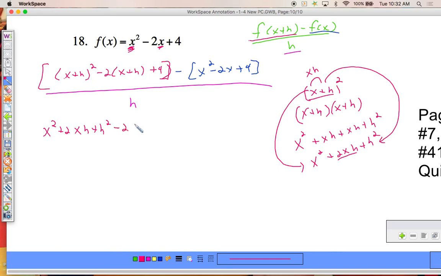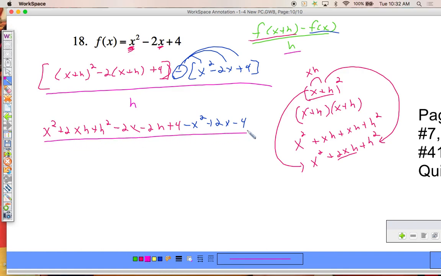Then we distribute and get all of that. Then, this back one, I'm going to distribute that negative sign into everything, all over h.